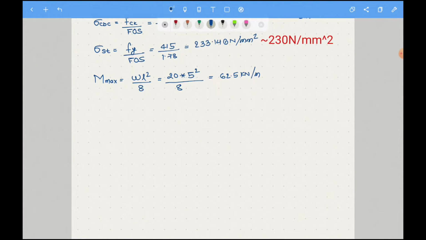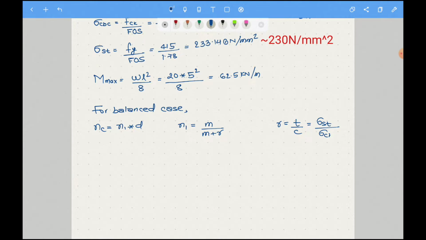So for the balanced case, what we can write is NC equals N1 times D, that we have already discussed in the previous question, where N1 means M divided by M plus R, and R means T divided by C, which is nothing but the value of sigma ST divided by the value of sigma CBC, which we have already found, that is 230 divided by 7, that should be equals to 32.85.